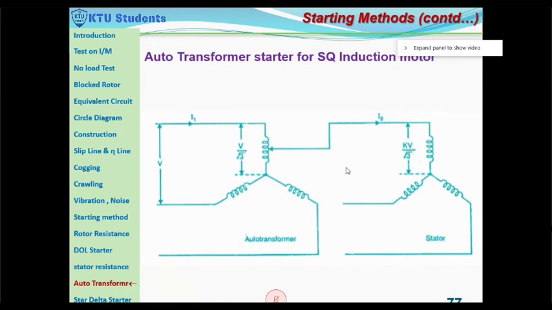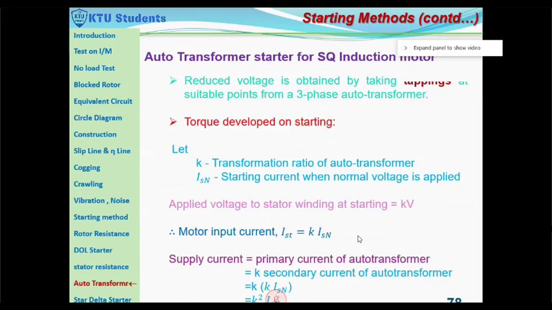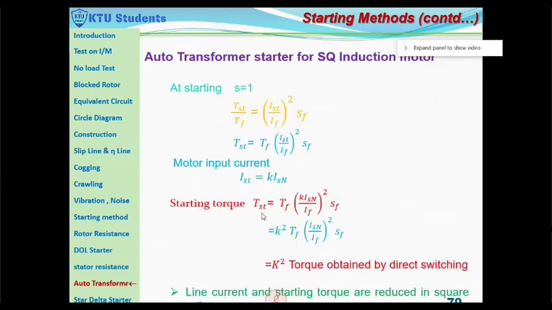So here also you have to find the relation for the starting torque. Since you have the supply current, that will be equal to the primary current of the auto transformer, that is K times the secondary current of the auto transformer. I1 by I2 will be equal to K. So you will get K into ISN. So that is equal to K square times ISN, or if you take the relation between these two, you will get the starting torque will be K square times the torque obtained by direct switching. So here also you can reduce the torque.